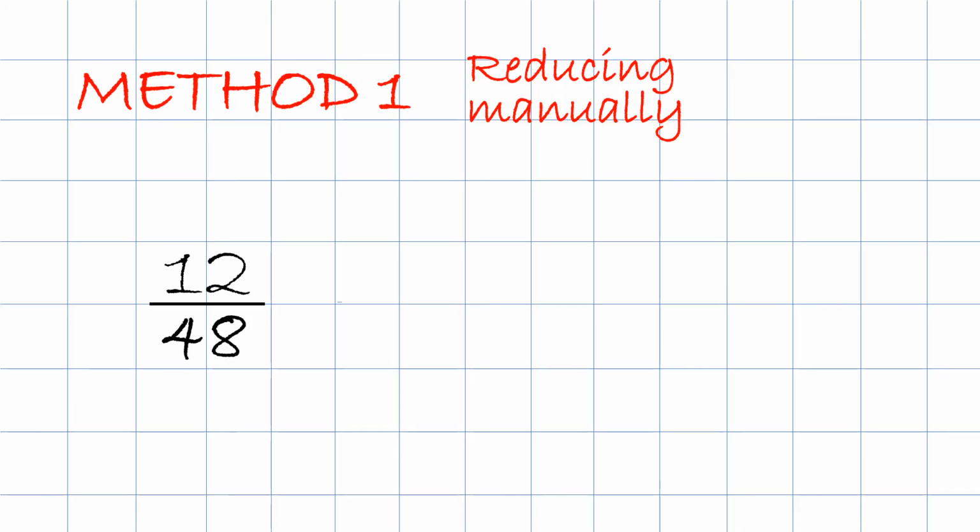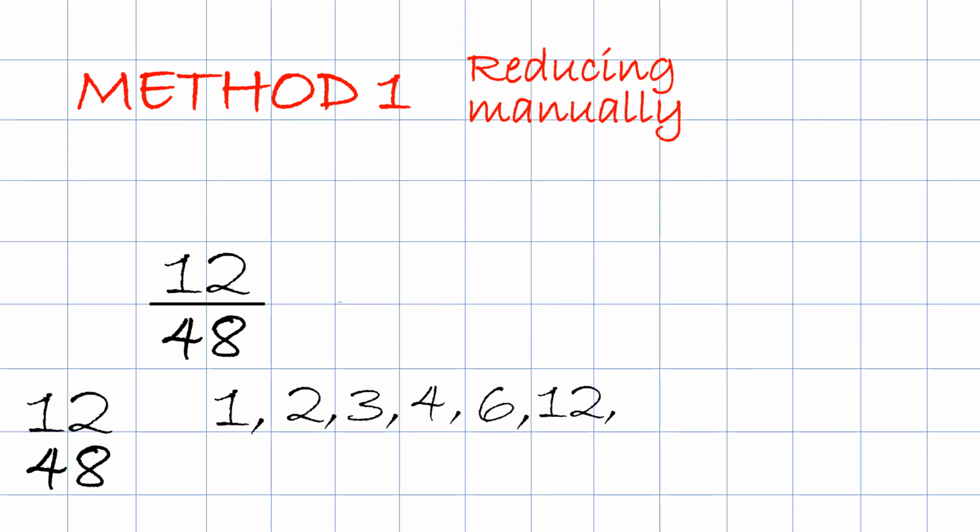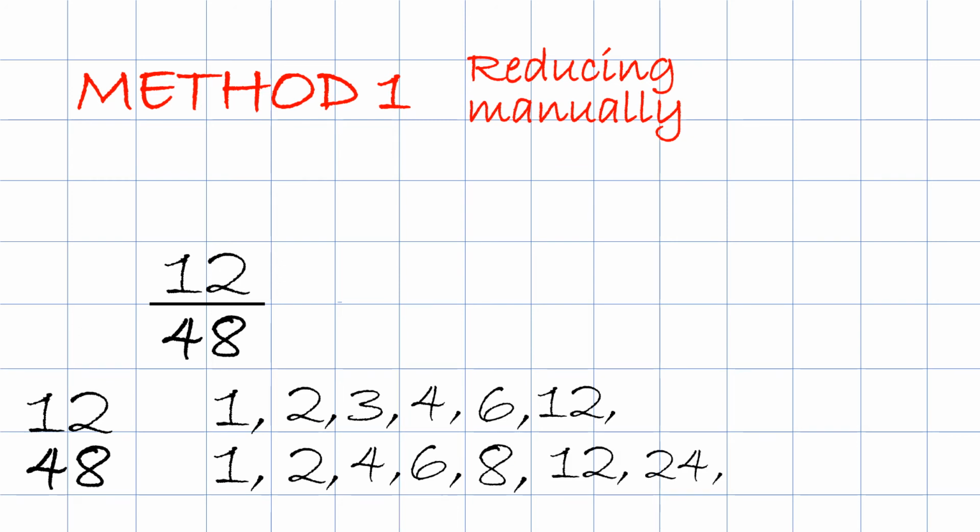Here we have 12/48. And once again, we're going to do method 1 where we reduce it manually. So first thing we have to do is find the common factors of 12 and 48. The common factors of 12 are 1, 2, 3, 4, 6, and 12. The common factors of 48 will be 1, 2, 4, 6, 8, 12, and 24. And the greatest common divisor, the greatest common factor, will be 12.